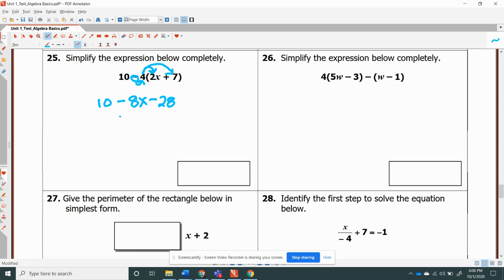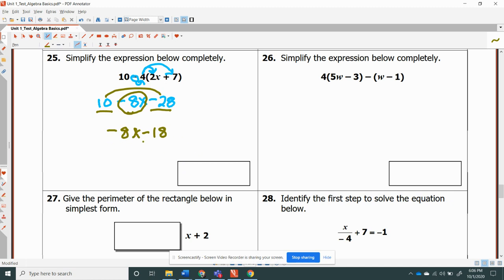So 10 minus 8x minus 28. Our next task is to combine 10 and negative 28. Well, 10 minus 28 is negative 18. So we're going to have negative 8x, which is what we have right here. And then when we combine the 10 and the negative 28, we have negative 18.